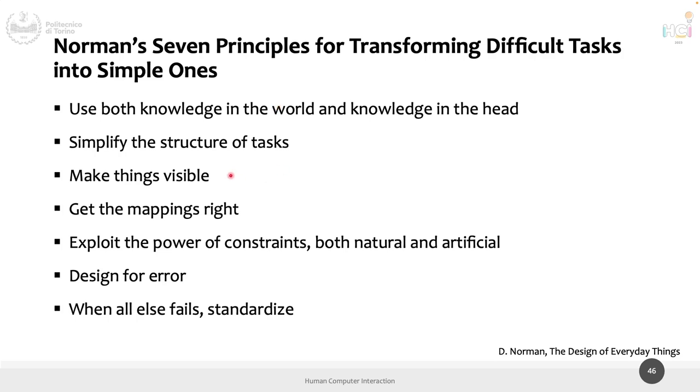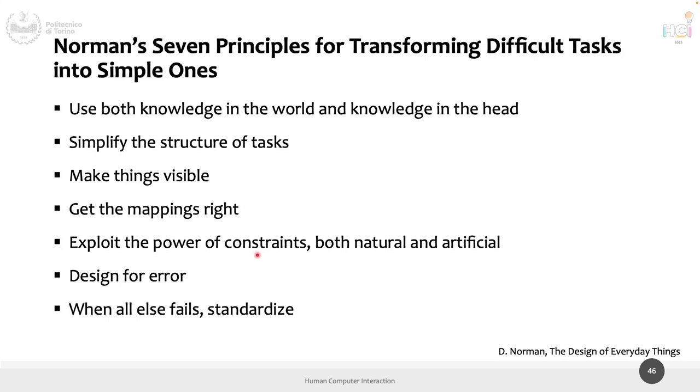Simplify the structure of task, so simple things. Make things visible, so visibility of the state, which page I am, step 4 of 9, or whether I am in the end of the process, etc. Visibility, what I can click, what I can tap, what I can do. Getting the mapping right between the words or within the application. So this button is related to this text, but this other button is not, etc.